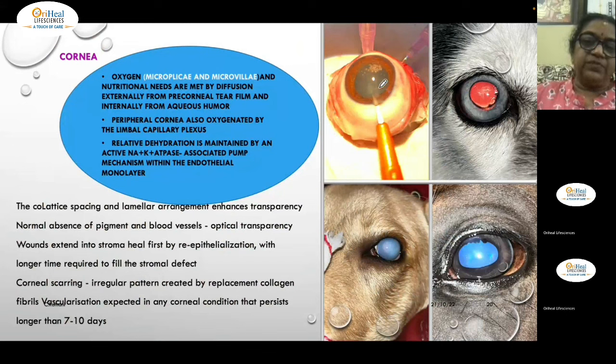And the same thing happens whenever there is a corneal scarring. The arrangement of these collagen fibers will be altered, and that results in scarring or corneal opacity, or sometimes, if it is very mild, we say corneal haziness, etc.